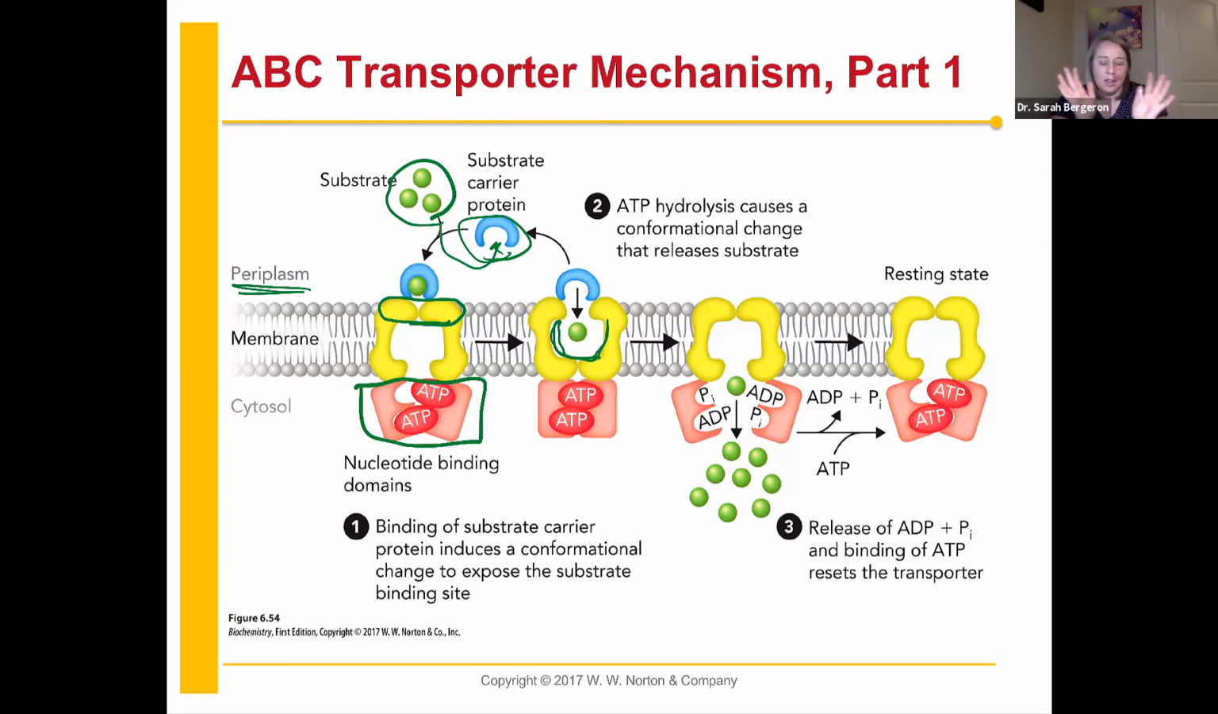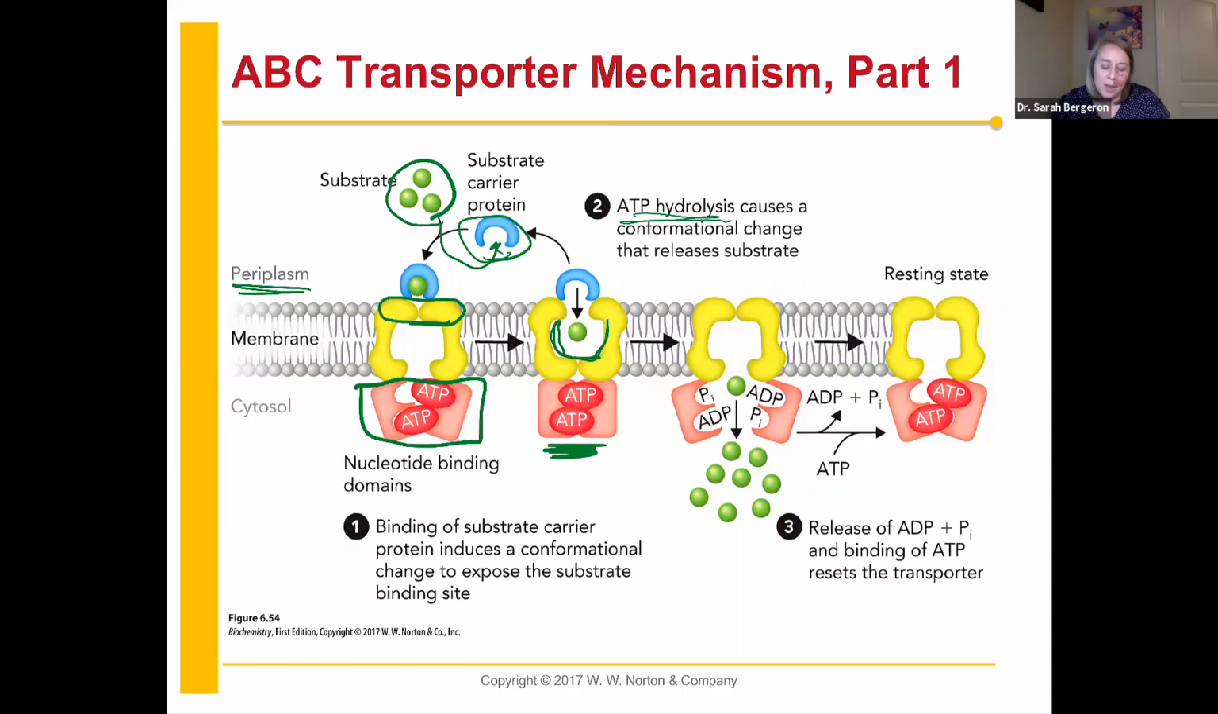And initially, they're not aligned very well. When the substrate carrier protein binds with a substrate, those nucleotide binding domains are going to come together and form two ATP binding sites. So now you can see the binding site is aligned properly and we've got two ATP molecules inside of it. All right, now the next step is dependent upon ATP hydrolysis.